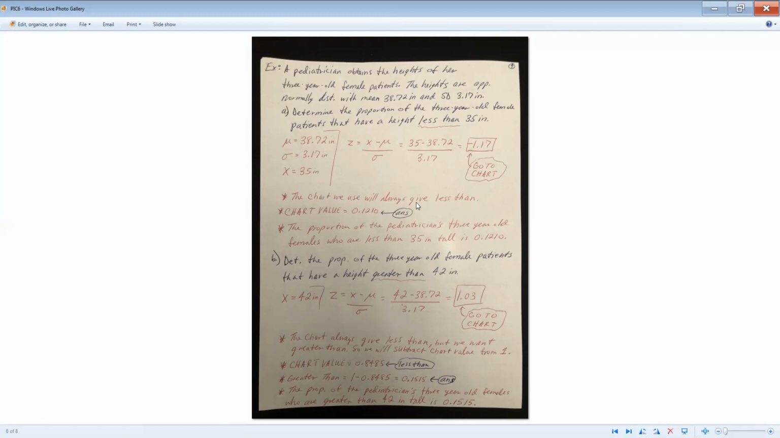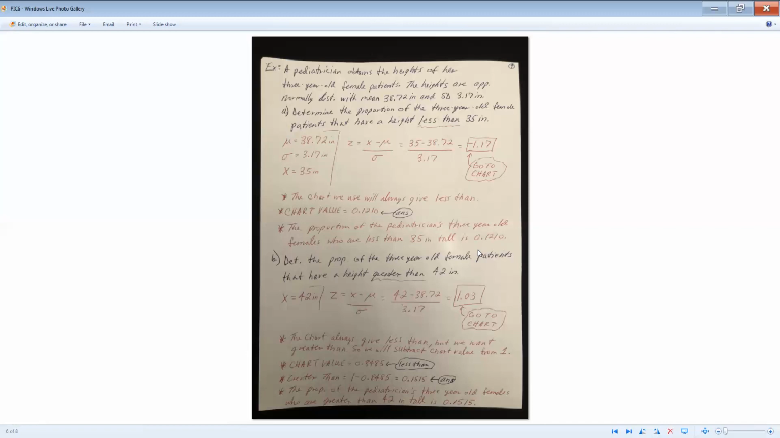The chart that we are using will always give less than. Remember, that's what we're looking for. So when you go to the chart, you should get 0.1210. So that's going to be our answer. If I were to put that in sentence form, the proportion of the pediatrician's 3-year-old females who are less than 35 inches tall is 0.1210, or in other words, 12%, 12.1%.